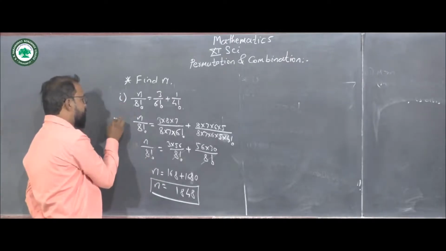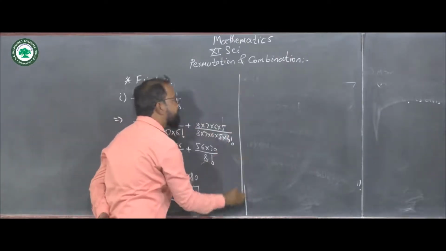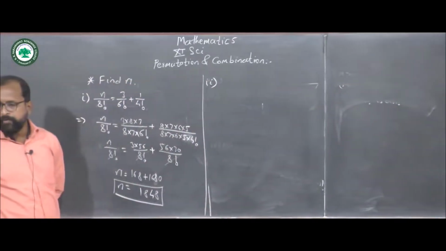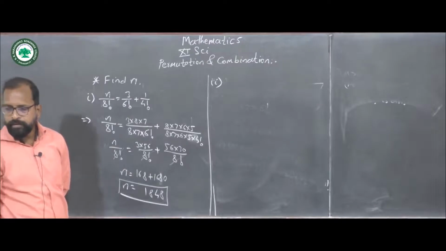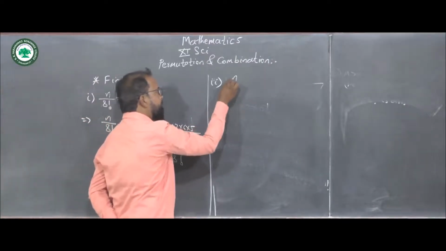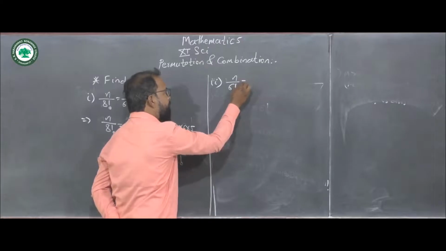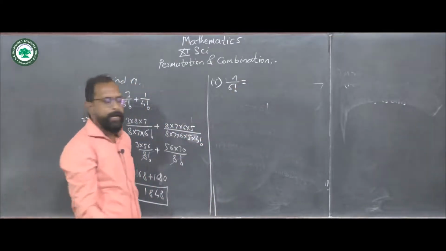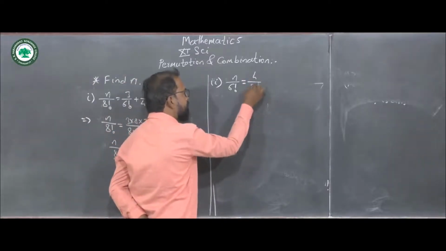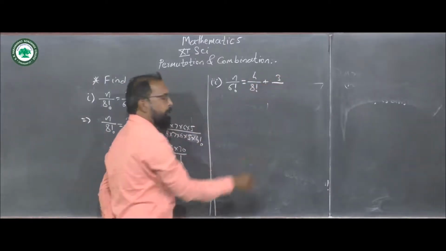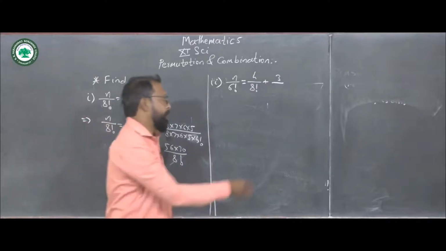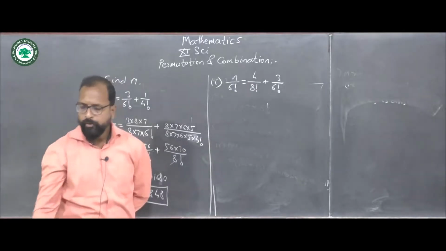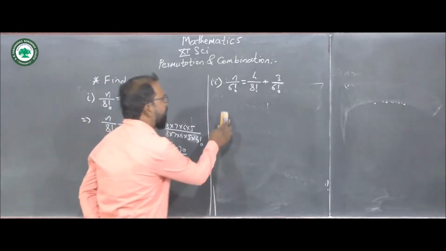Now since this is the first example, we consider the second example. In the second example, again we are given n upon 6 factorial equals 4 upon 8 factorial plus 3 upon 6 factorial. Here also we have to find the value of n.